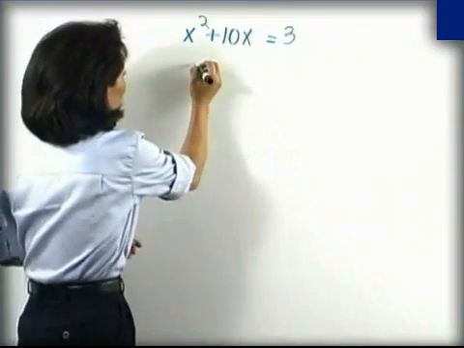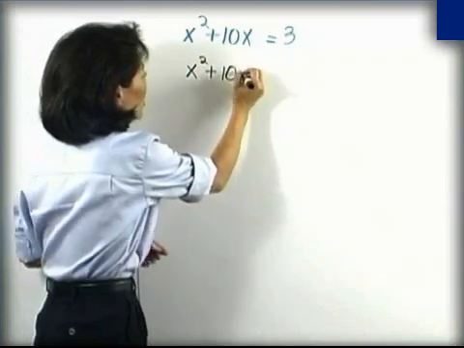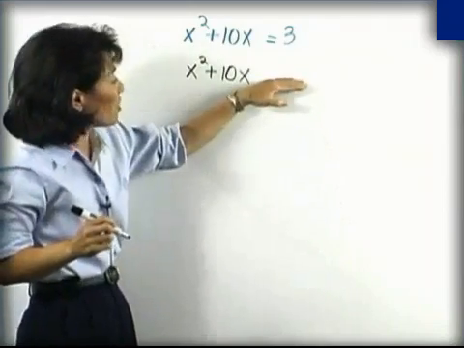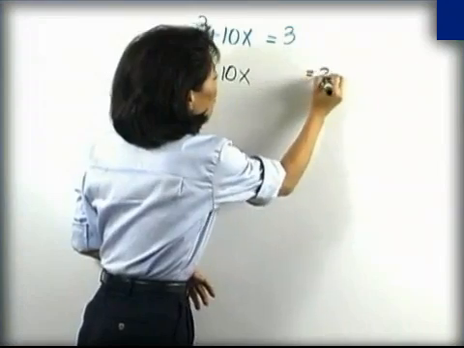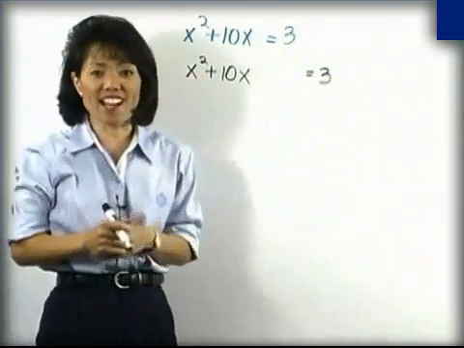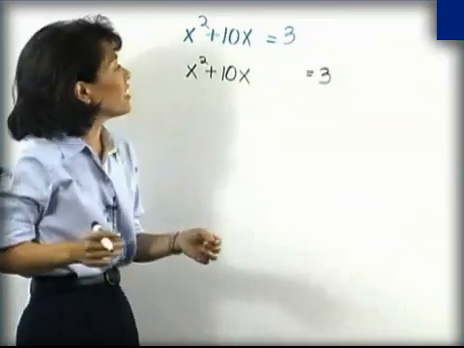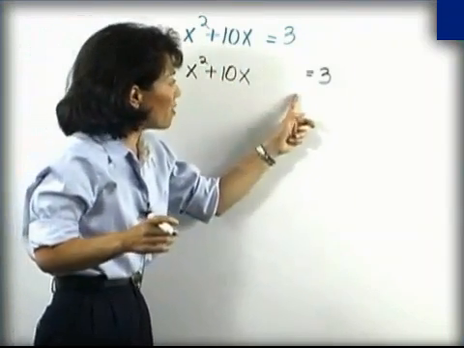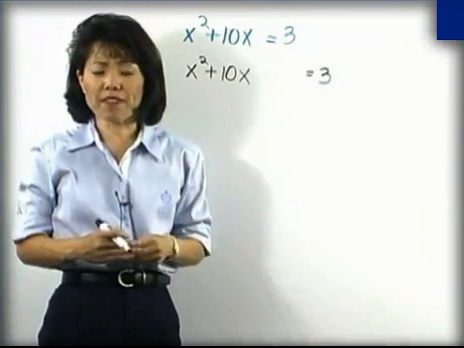The first step is to rewrite the left-hand side of the equation, x squared plus 10x, but we're going to leave a little space, and then we're going to write equals 3 on the right-hand side. So are you seeing what I changed? I didn't change anything, did I? x squared, 10x, space, equals 3. I didn't add or subtract anything.